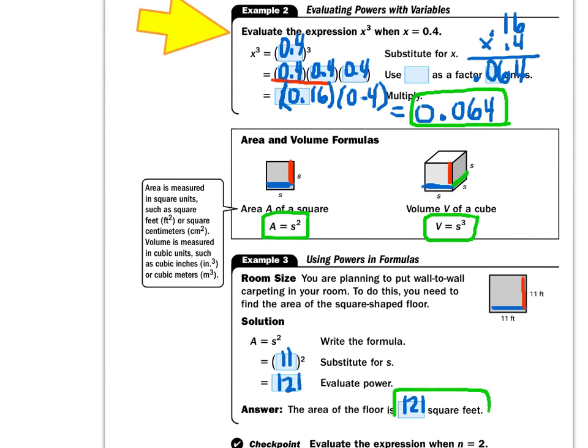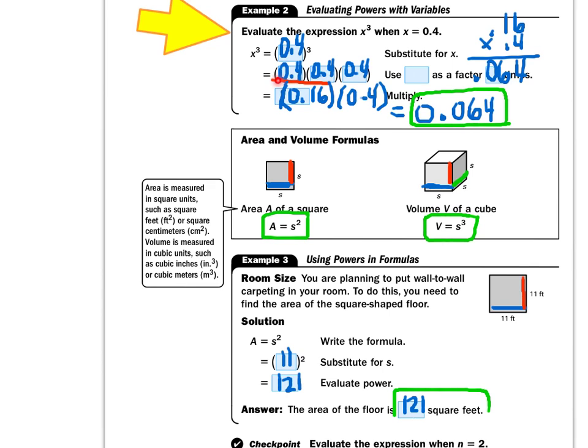Okay, let's look at example 2, evaluating powers with variables. So they want us to evaluate the expression x cubed when x equals 4/10. Now, I'm just going to plug in the 4/10 for x. So this is 4/10 to the 3rd power. So remember, use the parentheses and write it out. 0.4 times 0.4 times 0.4.